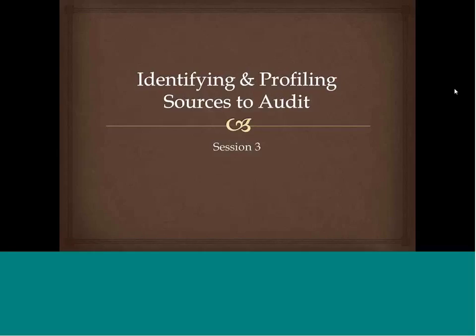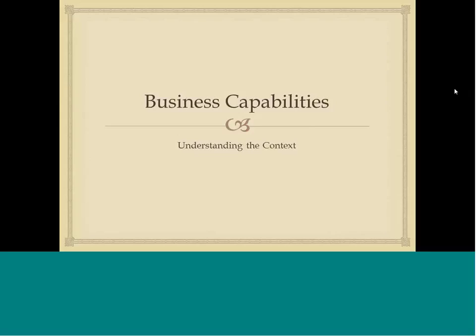Welcome to Session 3 in Conducting a Knowledge Management Audit. In Session 3, we're going to talk about identifying a context for conducting the audit, and in particular, identifying and profiling some of the sources of intellectual capital that we might want to audit. So we're going to talk about the context for selecting them. So let's begin by discussing business capabilities, because this is really our context.